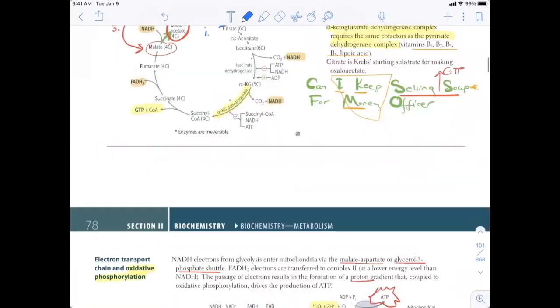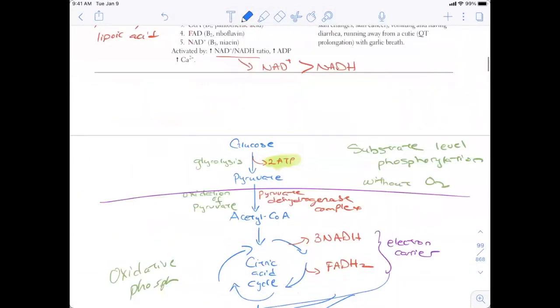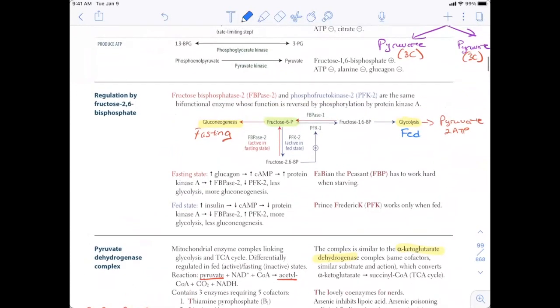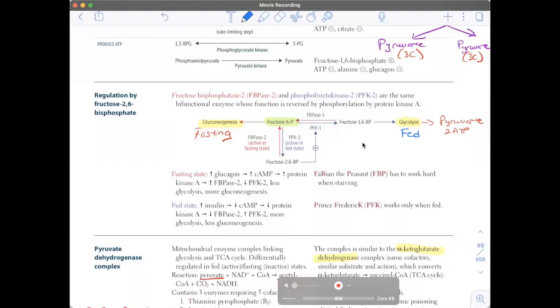And just for memory's sake, let's bring you back to where you saw it. That is it right there, your FBPase 1. What is it doing? It's taking you from fructose 1,6-bisphosphate back to fructose 6-phosphate, because if we're going towards the left, we are going towards gluconeogenesis. So remember that.